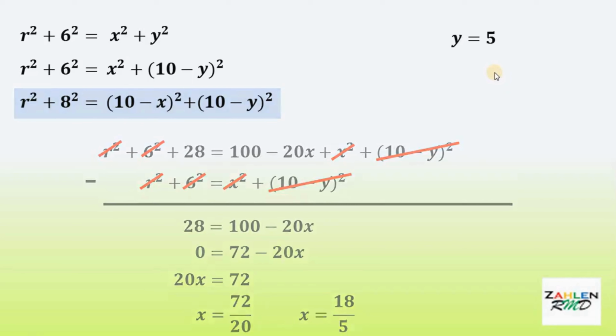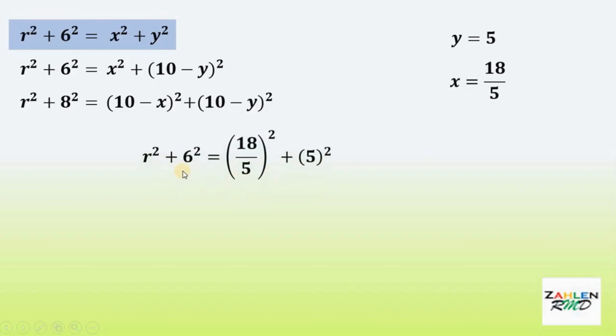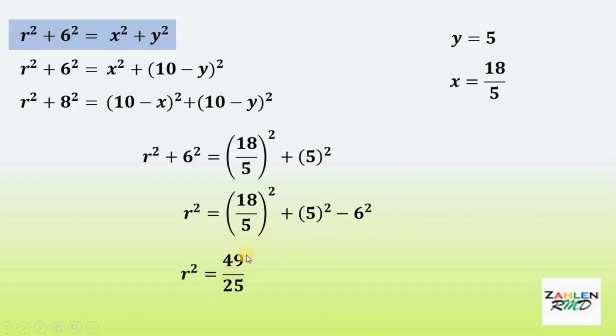Now we have the value of y equals 5 and the value of x equals 18 over 5. At this point, we can solve for the value of r. Using the first equation, substitute all the given values and we get r squared plus 6 squared equals (18 over 5) squared plus 5 squared. Therefore, r squared equals (18 over 5) squared plus 5 squared minus 6 squared. Simplify, and we have r squared equals 49 over 25. Take the square root of both sides, and we get r equals the square root of 49 over 25.